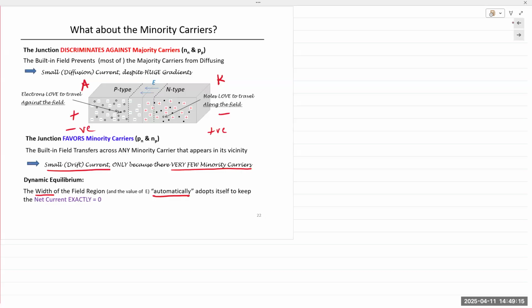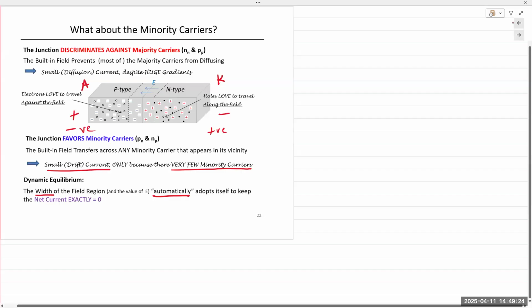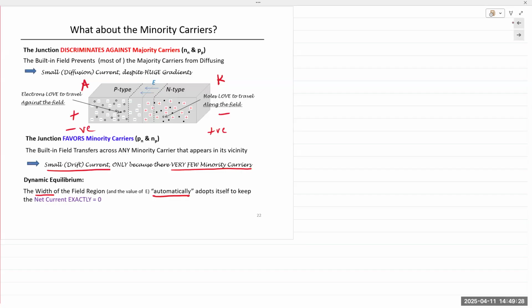Does that make sense to everyone? So effectively, junction width is increasing. Hence, we call it reverse bias. This is what happens to the majority carriers. What about the minority carriers?